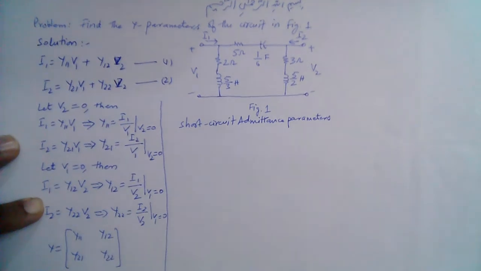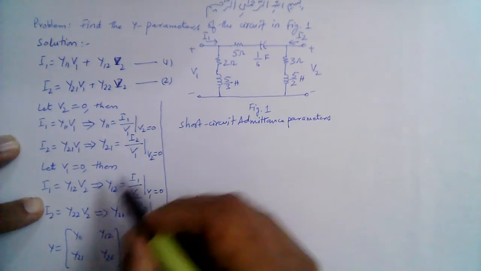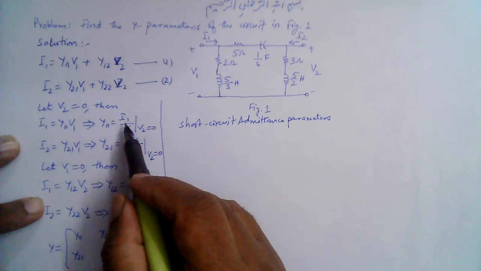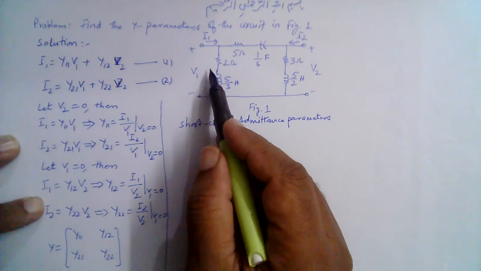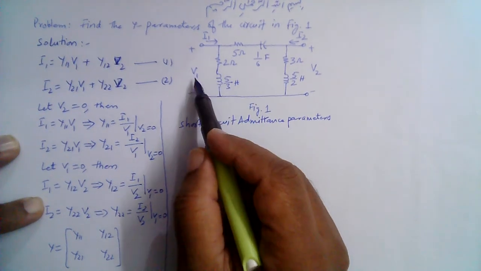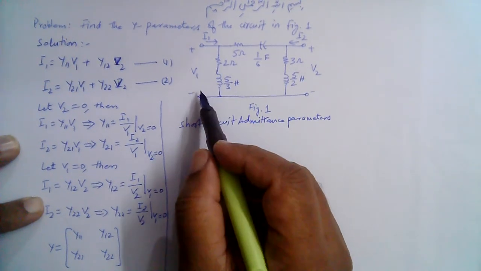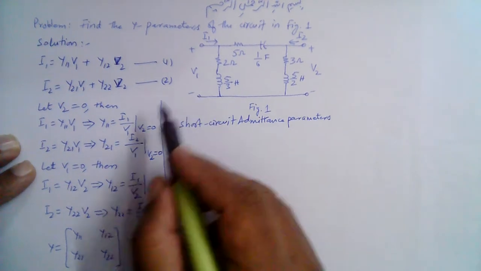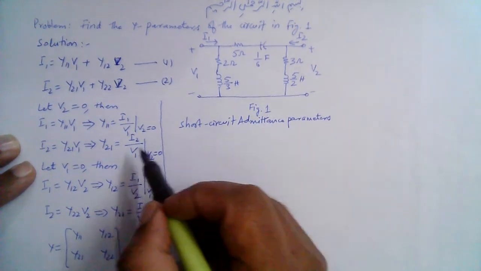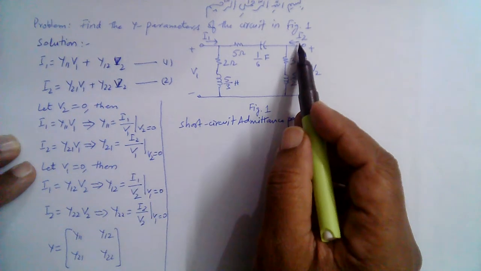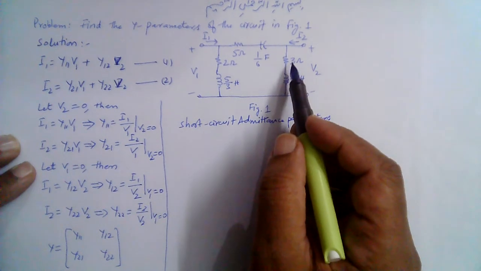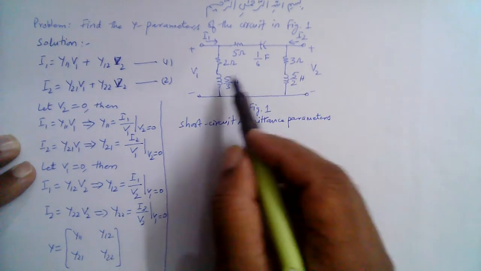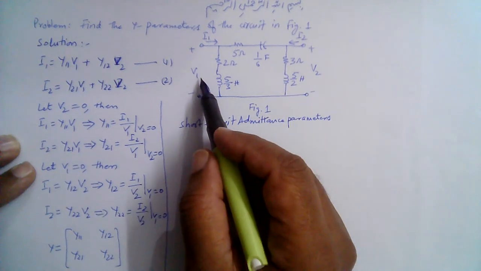Right? Y11 is equal to I1 divided by V1. So this is short circuit input admittance. I1 is at the input and V1 is at the input. And similarly Y21 is I2 divided by V1. I2 is here at the output port and V1 here at the input port, so that is short circuit transfer admittance from port 1 to port 2.